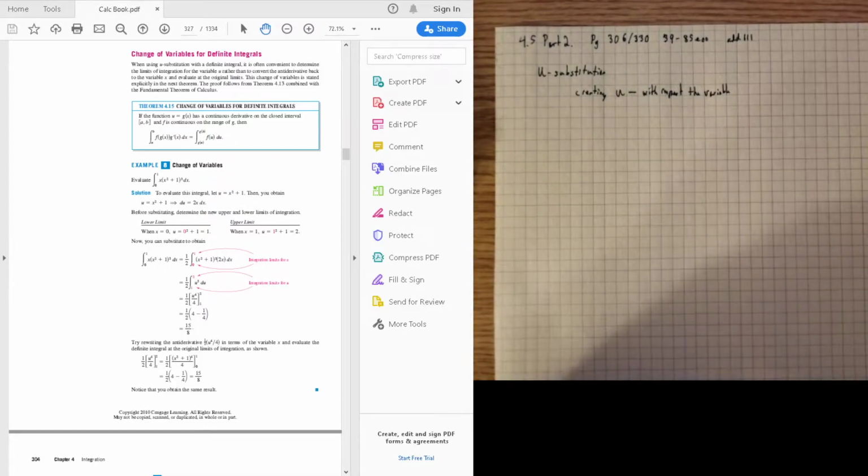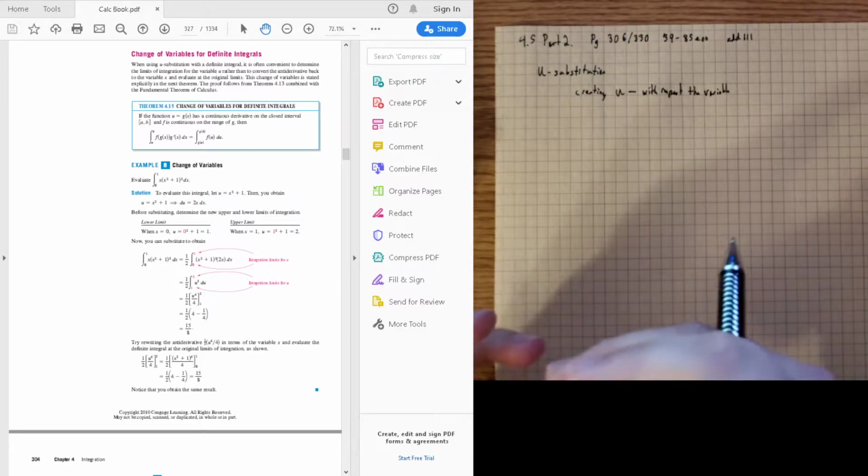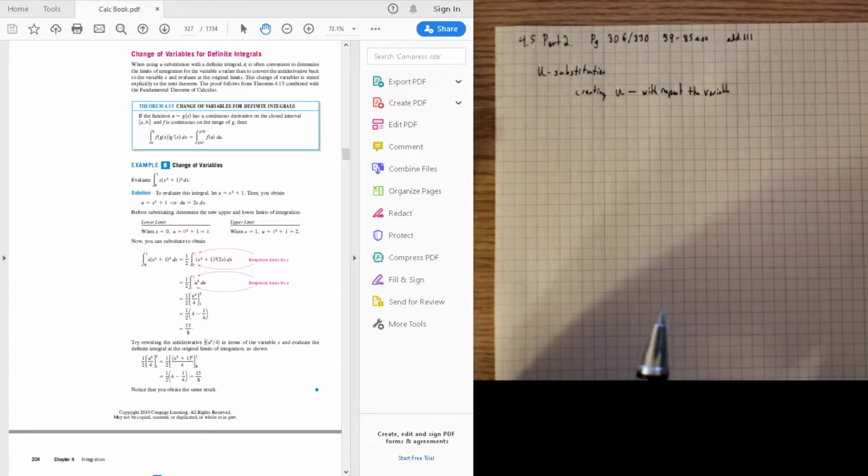Why u? If I knew the answer to that question, I'd tell you. It's just a common form that people have used for a long time. You can do the same thing with the W substitution or a K substitution. It's just some letters are earmarked for a lot of different things. U hasn't been earmarked for very much, and so we use U pretty commonly in order to rewrite an integral into a better form.